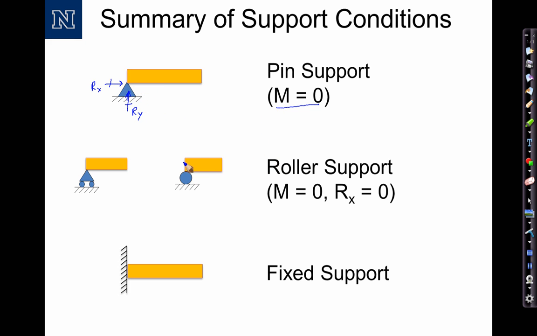The next one is a roller support, which allows rotation of the end as well as movement in the x direction. So the moment is equal to 0 and the reaction in x is equal to 0 at a roller support. Therefore, the only thing it can develop is a reaction in the y direction. Notice that I commonly show a roller support either as a triangle on wheels or a circle.